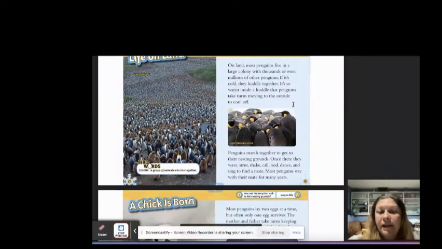Life on land. On land, most penguins live in a large colony with thousands or even millions of other penguins. If it's cold, they huddle together. It's so warm inside a huddle that penguins take turns moving to the outside to cool off. Well, here is a close-up of a penguin huddle, and here is a picture of a large colony with thousands or even millions. Again, this is a perfect example of a photograph of what the author is trying to portray to you. He gave you a close-up of a huddle so that you can visualize that as it is, and then a photograph of a large colony.